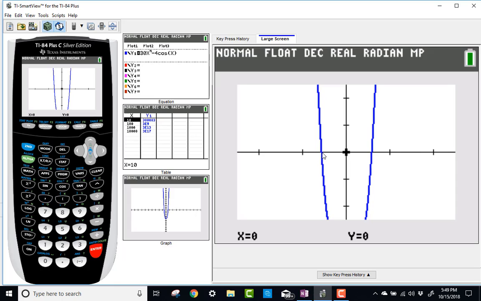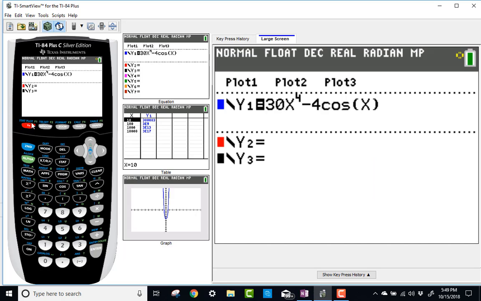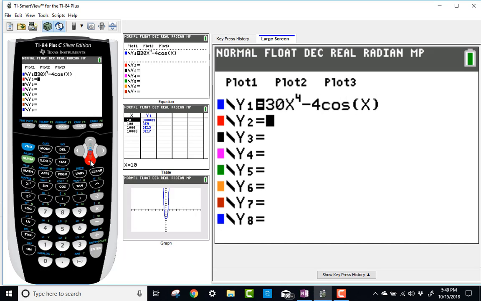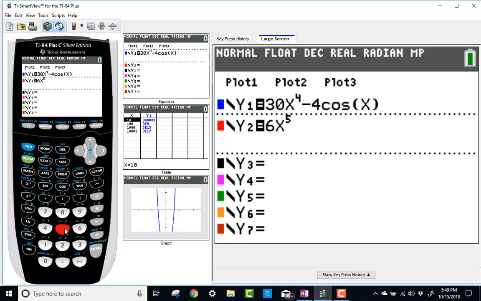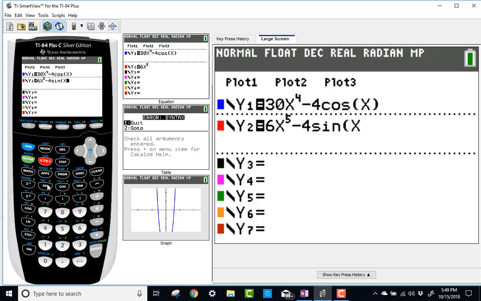So this is the function f prime of x. So we want to know where f prime of x is equal to 0 here. Now, just to kind of mess around here, I'm going to go back. I'm going to go down to y2. I'm actually going to graph the function here, and hopefully we'll see something nice here. 6x exponent 5 minus 4 sine of x. Alright, so we're going to graph that on the same interval. I don't know if we're going to see it or not, what I'm looking for here.